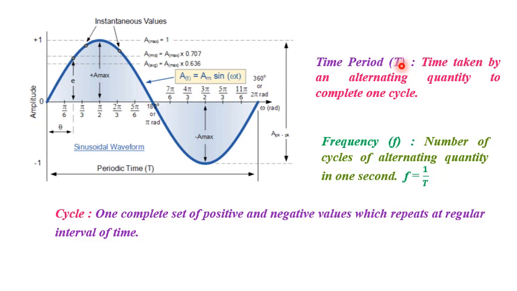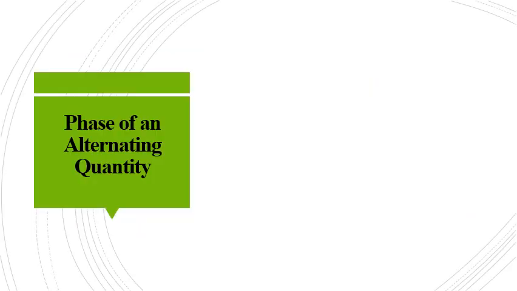Next is frequency. Frequency is the number of cycles of the alternating quantity in 1 second. The unit of frequency is hertz, and the frequency can be obtained as f is equal to 1 by T.